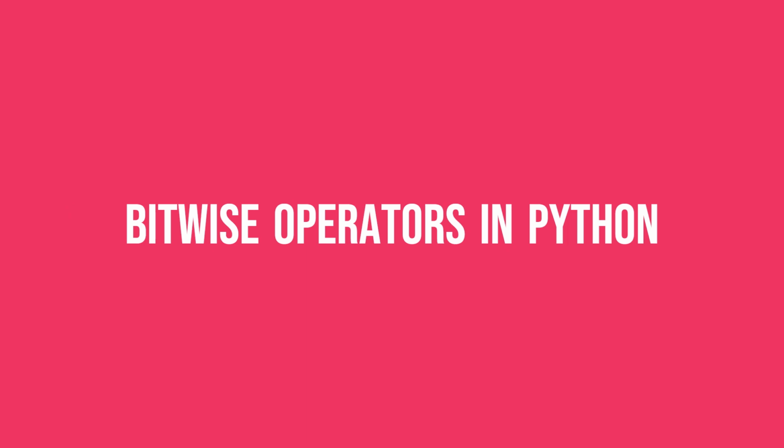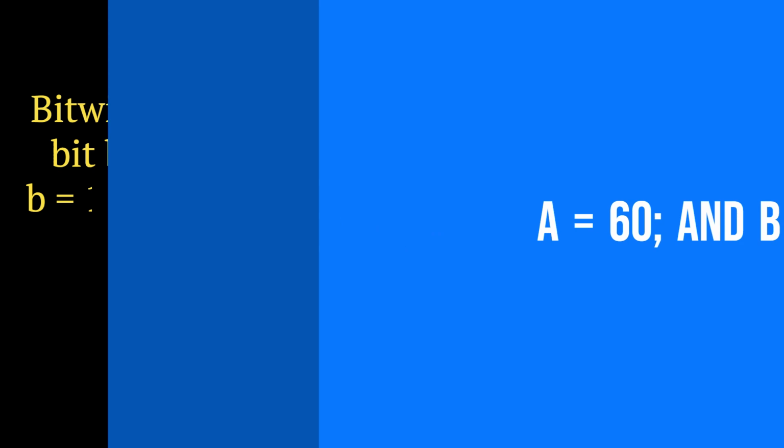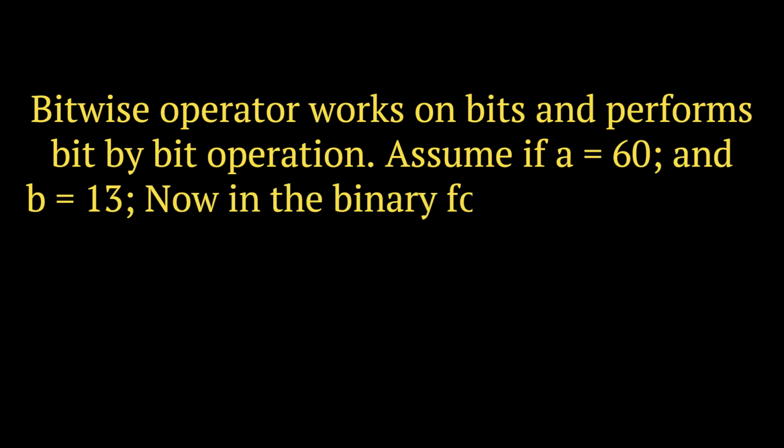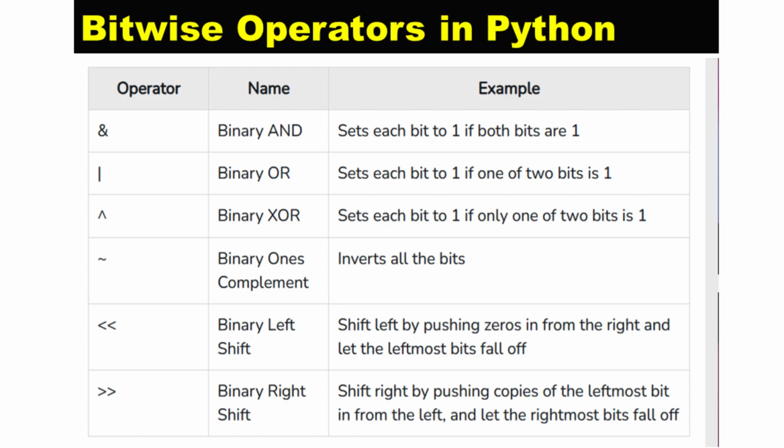Bitwise operators in Python. Bitwise operator works on bits and performs bit-by-bit operation. Assume A equals 60 and B equals 13, now in the binary format their values will be 0011 1100 and 0000 1101 respectively. Following table lists out the bitwise operators supported by Python language.